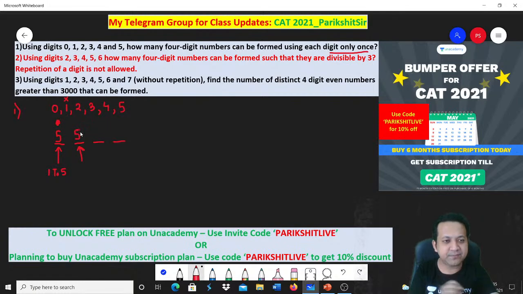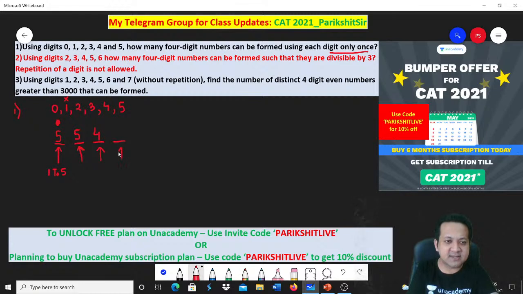So 5 options. Correct? Next, tens place. Remember, the only constraint is whatever digit you have selected, you cannot select the same digit. So out of the 6 digits, remember 2 digits have already been selected. So you cannot select the same 2 digits. So how many options now do you have? 4.